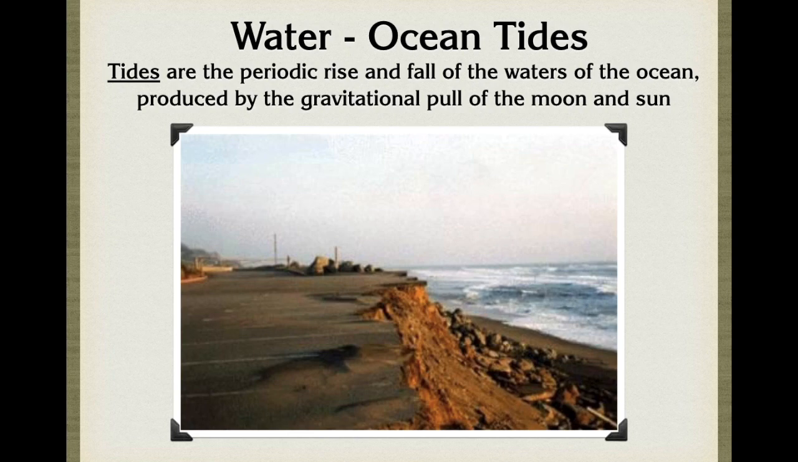Now, this isn't just because we have a lot of rain as the water rises and falls. No, this is actually a gravitational pull between the Earth, sun, and moon. If you've ever heard of high tide and low tide or ebb and flow, this is what we're talking about with tides. So as the water rises and falls, it can eat away the seashore, the sand, it can move shells around and so forth.